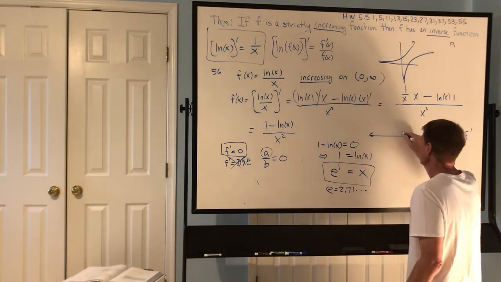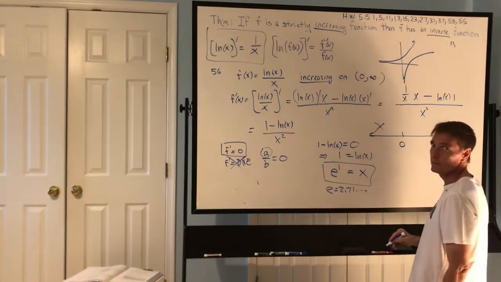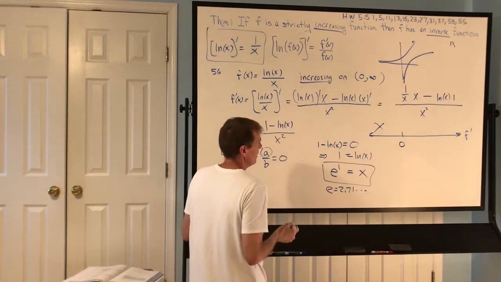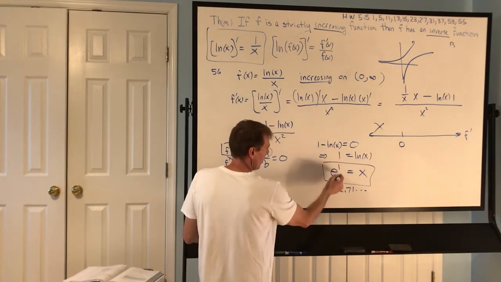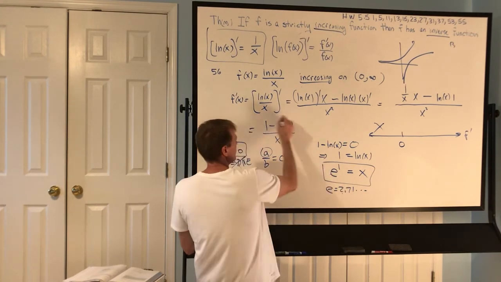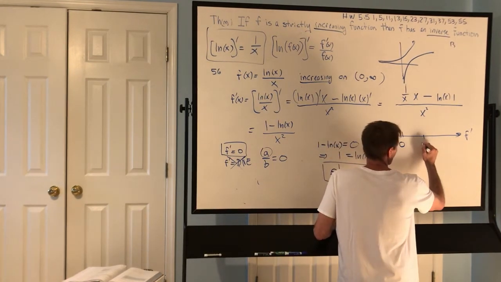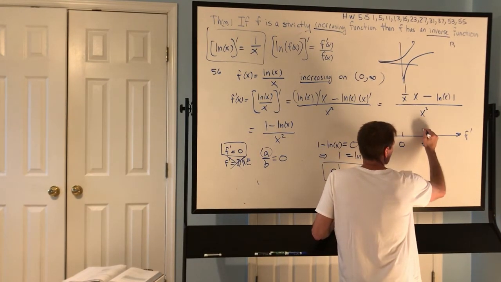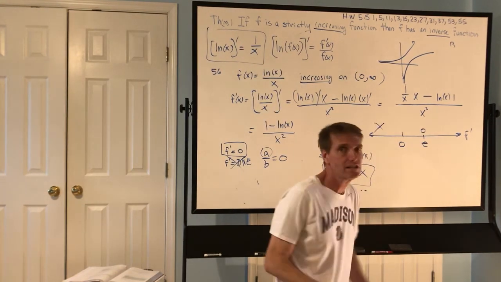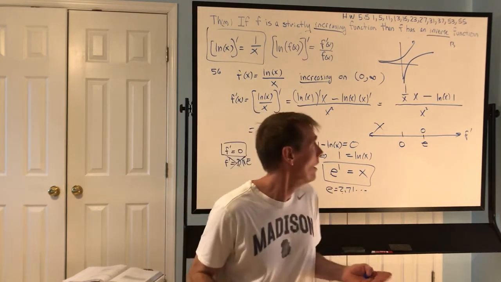Now remember, my domain is from here to here. We're not worried about that at all. Now we're looking for places where the derivative is 0, but the only time that's going to be 0 is when x is e, which is like 2.71. So the only way the derivative can be 0 is there. That's the only 0, more importantly. So now all I've got to do is test.